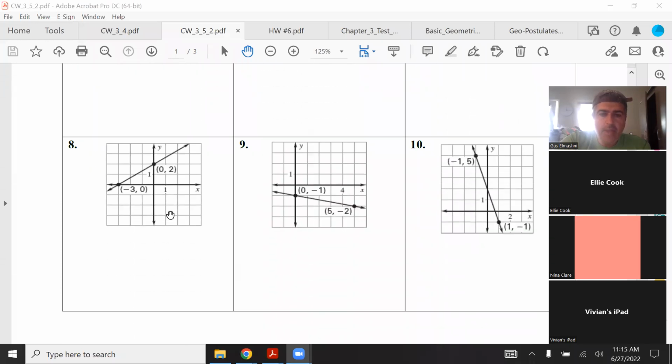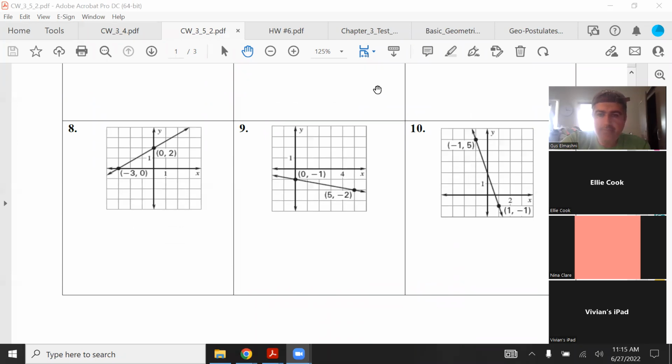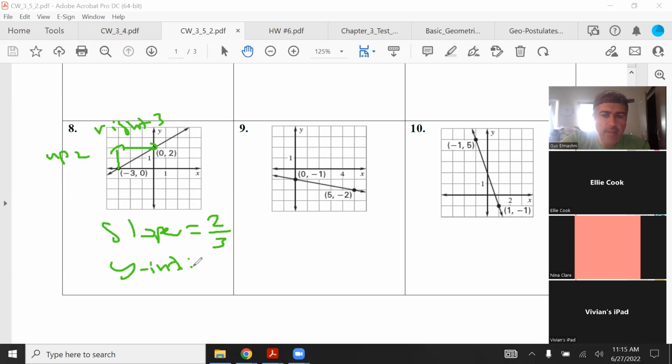Okay, let's look at number 8 and 10. Again, kind of sound like a broken record, right? You go up 1, up 2. 1, 2, 3. So your slope is 2/3. The y-intercept's pretty obvious, just look at it. It's crossing at 2. So here's your equation.